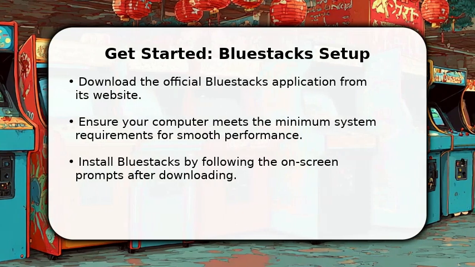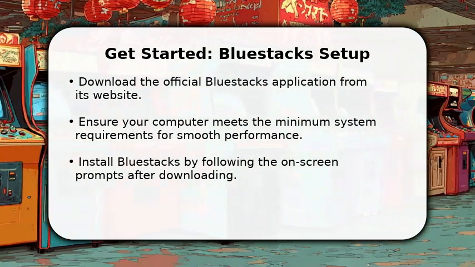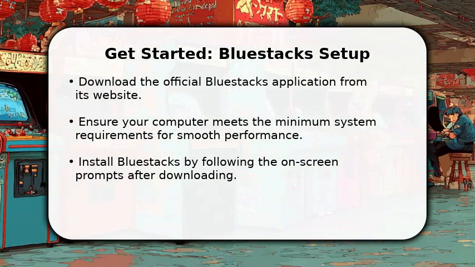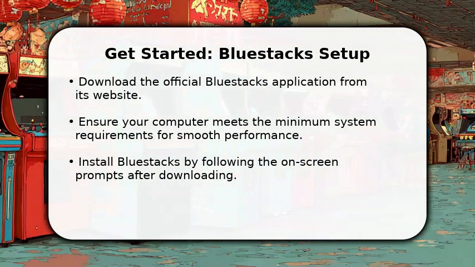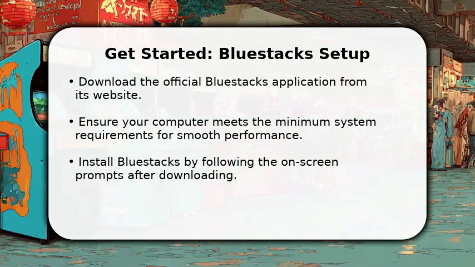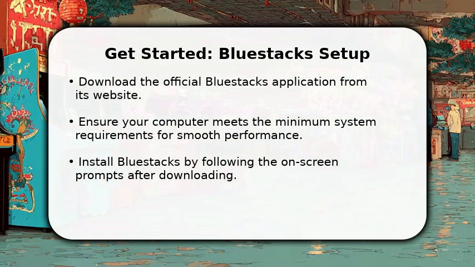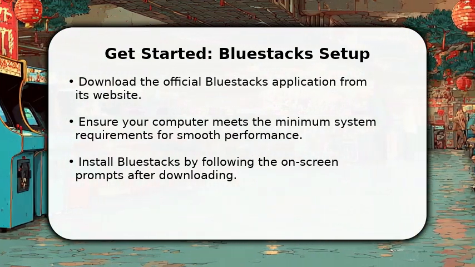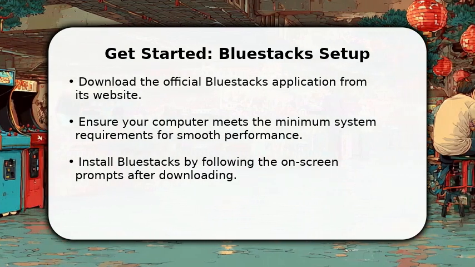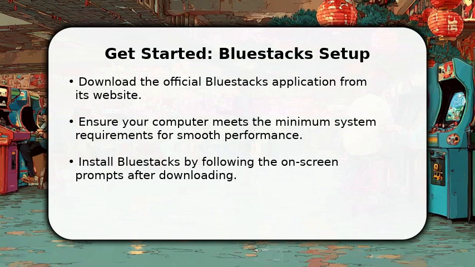In this video, I will explain how to play PUBG Mobile on your personal computer using BlueStacks. First, download the official BlueStacks application directly from their website, which is easily accessible. Make sure your computer system meets the minimum requirements, such as at least 4 GB of RAM and a capable processor, to ensure a smooth experience. Installing it is straightforward. Just follow the simple on-screen instructions.